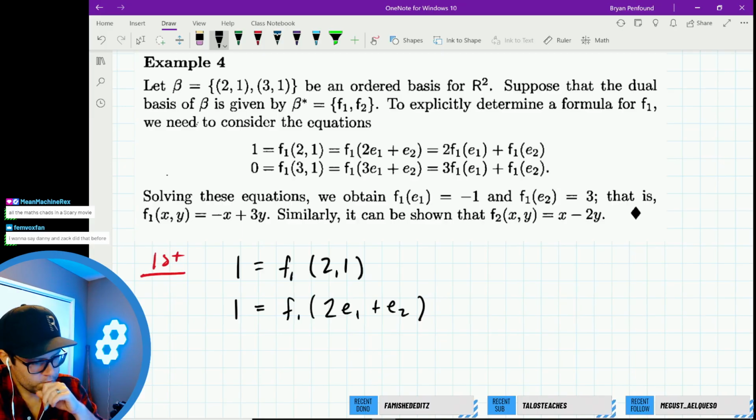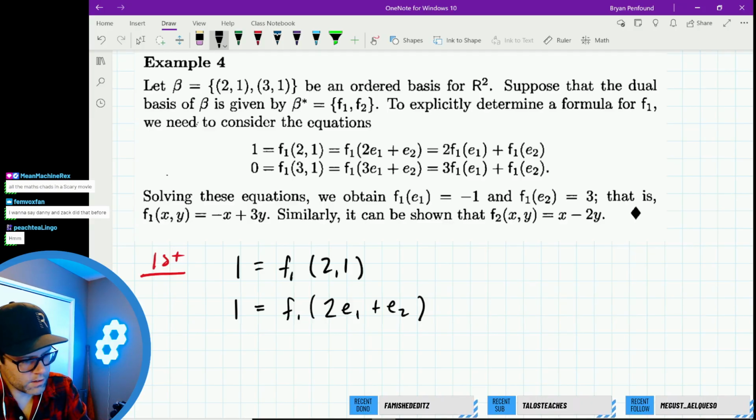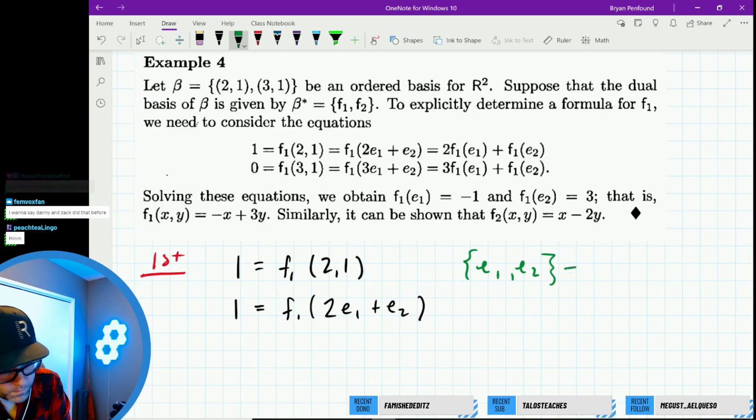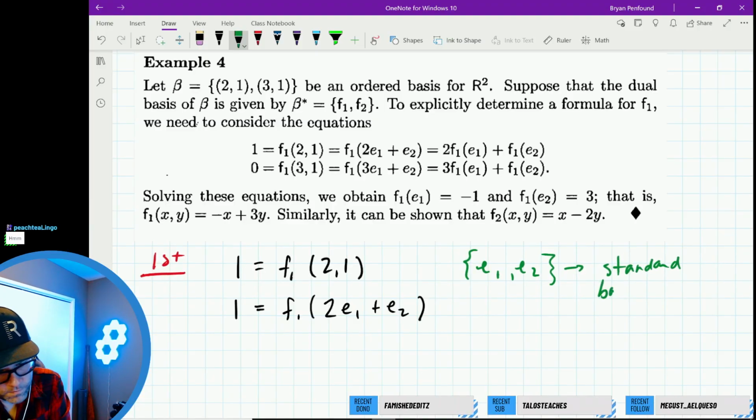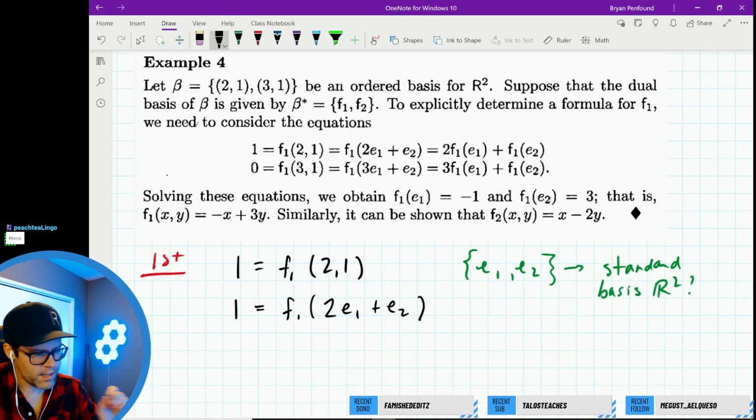what are those? What are E1 and E2 again? Standard basis? Standard basis in R2? Does that sound about right?